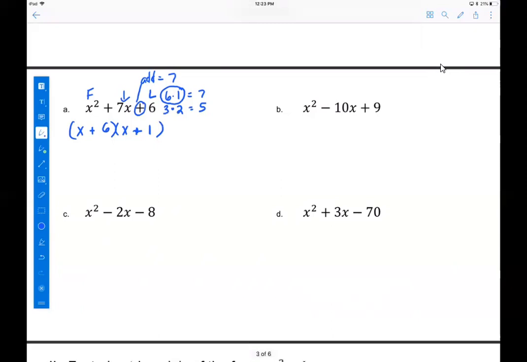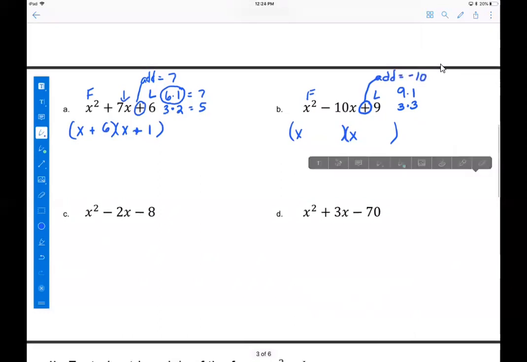Our second example here, we're going to factor again. We know that the first times first breaks into x times x. Our last times last can either be 9 times 1 or 3 times 3. So I want to know which of the two will add to equal -10. Now remember what we said about adding. We have to have same sign. Well, I know 9 and 1 is 10, so to get -10, I know they both have to be negative.